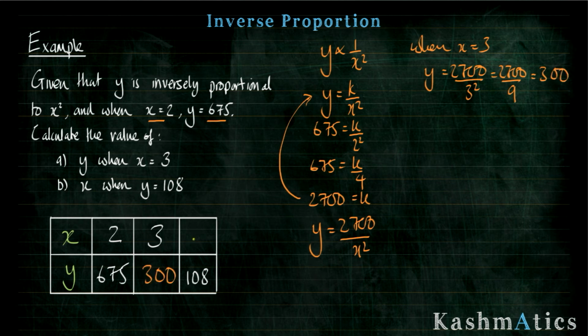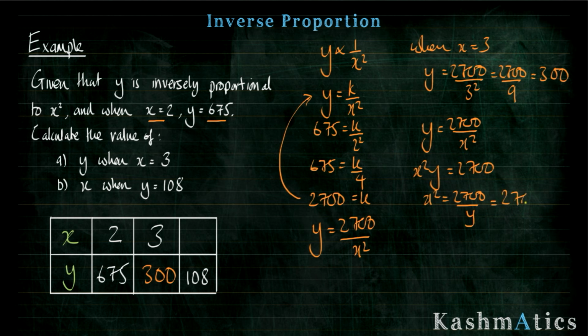Okay. Now before we work out what x is when y equals 108, we need to rearrange this equation. So we've got y equals 2,700 divided by x squared. Multiplying both sides by x squared, I get x squared y equals 2,700. Now let's divide through by y, and I'll get x squared equals 2,700 divided by y. So let's plug in our value of y. So it's 2,700 divided by 108, because y equals 108, and that gives me 25. So that's what x squared is. So x is going to equal the square root of 25, which is 5, and that's what goes there.